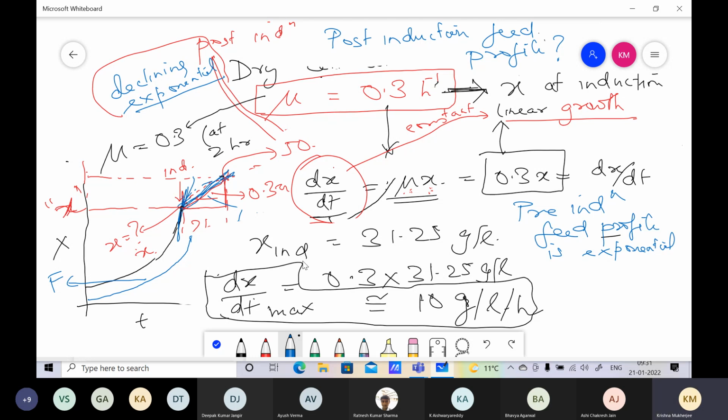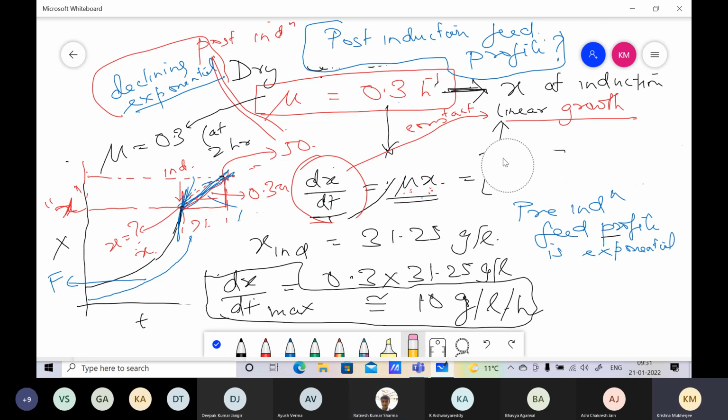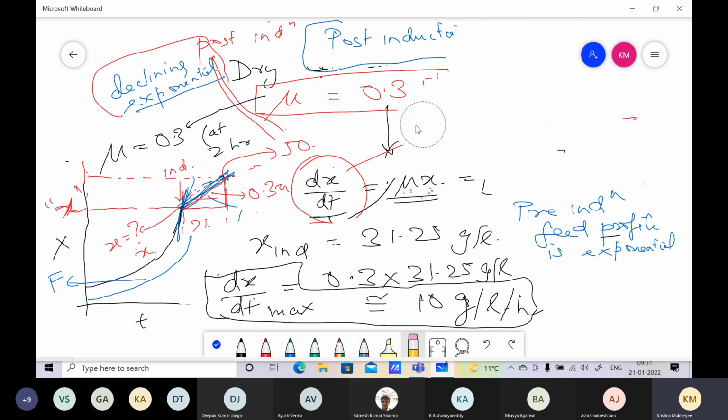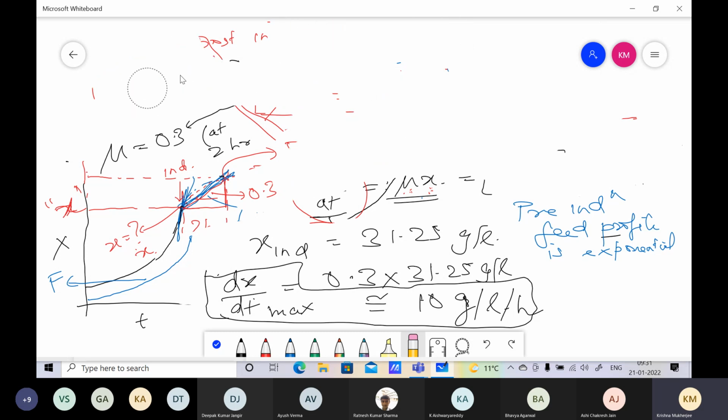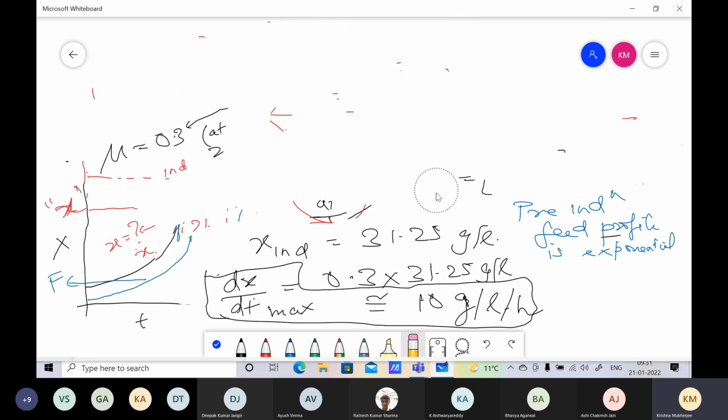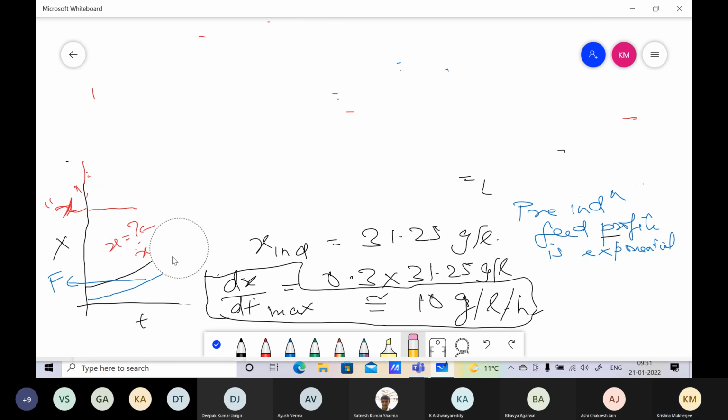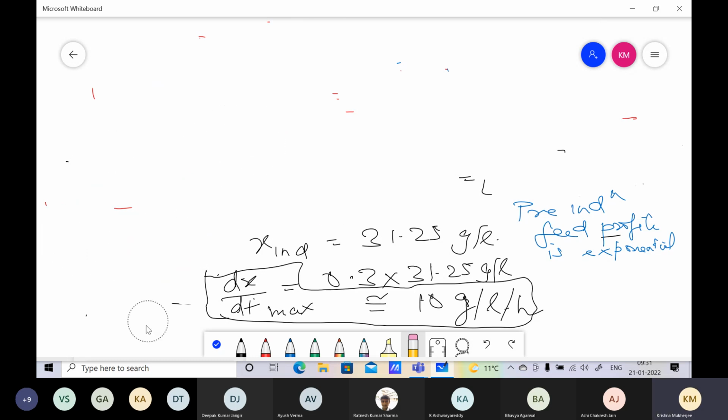See, I chose this value and I said this linear growth is exactly equal to it. There is no space here, but remember the question: you have to tell me the post-induction feed profile, mu is 0.3. So actually, let me wrap this up. It is a good thing you asked, because some of you might get confused. I should make a proper drawing so that you understand what is happening, because a figure is always a better idea.